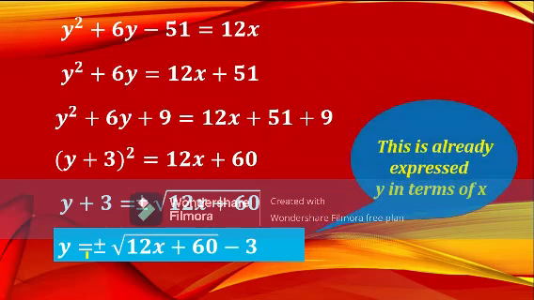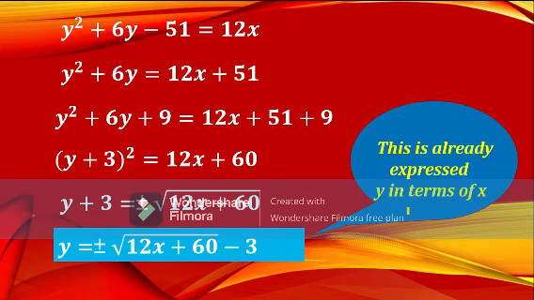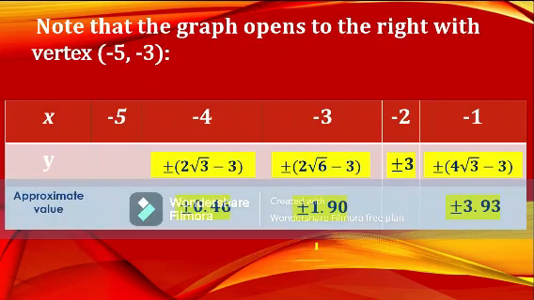Okay, let's continue. So this is already expressed y in terms of x. So if x is negative 5, this is the approximate value. If x is negative 5, y is negative 3. If x is negative 4, this is the value, and this is the approximate value. If x is negative 3, this is the value. If x is negative 2, and this is y. If x is negative 1, this is y.